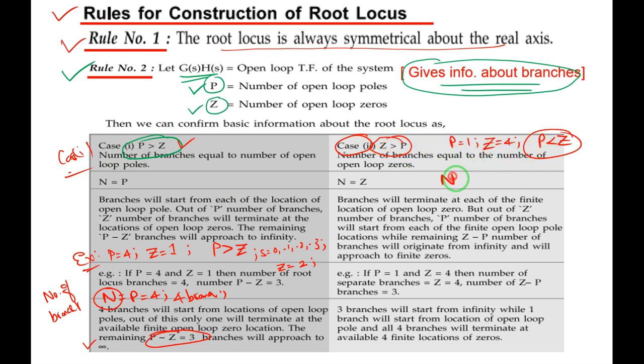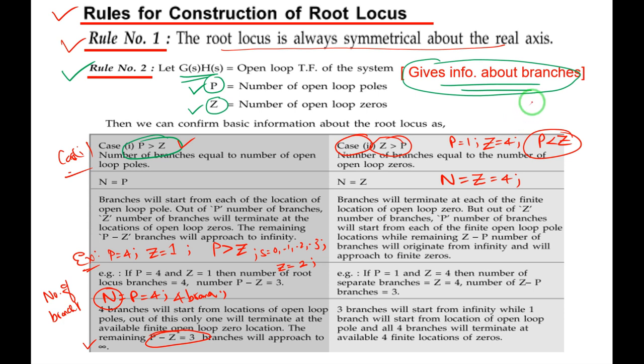Okay, in this condition what will happen? The number of branches N is equal to whichever is highest. Z is highest, so z. So it is 4. Once again in this case 4 branches are there, right? Always the branches will start from open loop poles, I told, right? So only one pole is there, so one of the branches will start from this pole. What about the remaining 3 branches? They start from infinity because there is no pole.